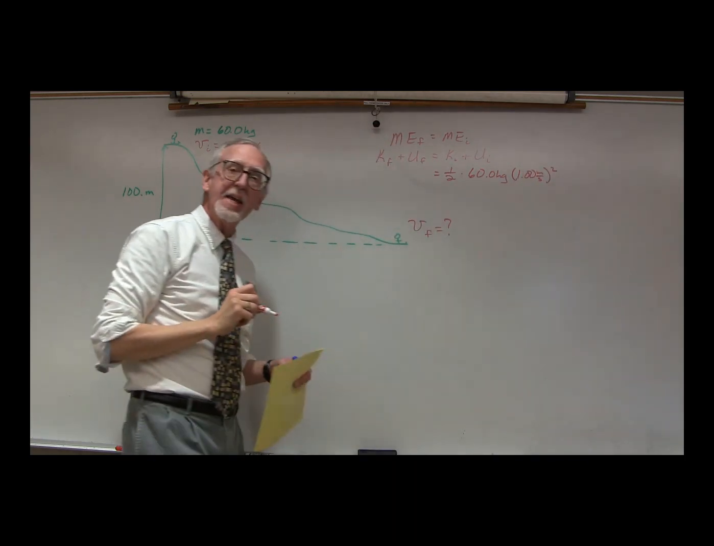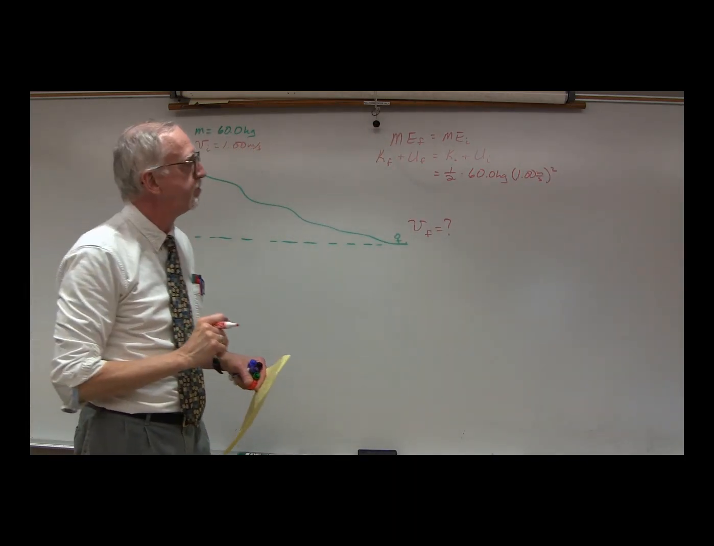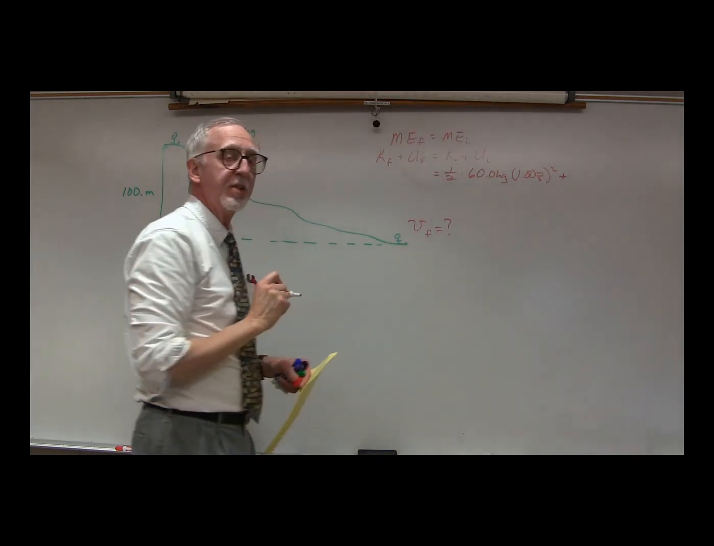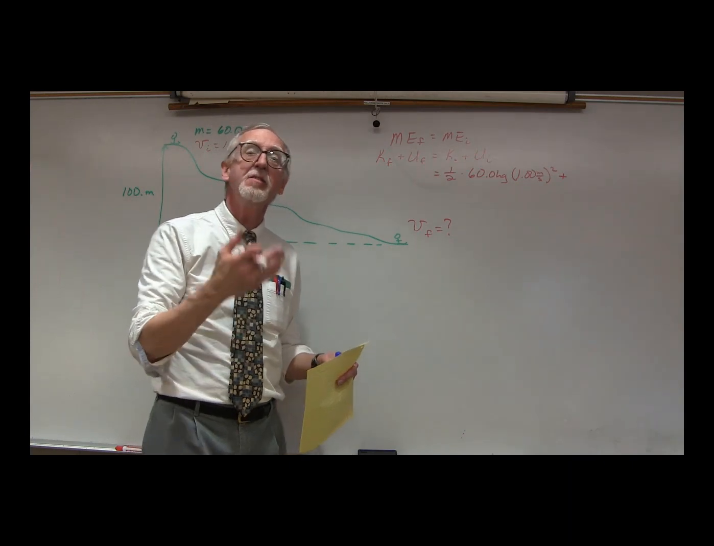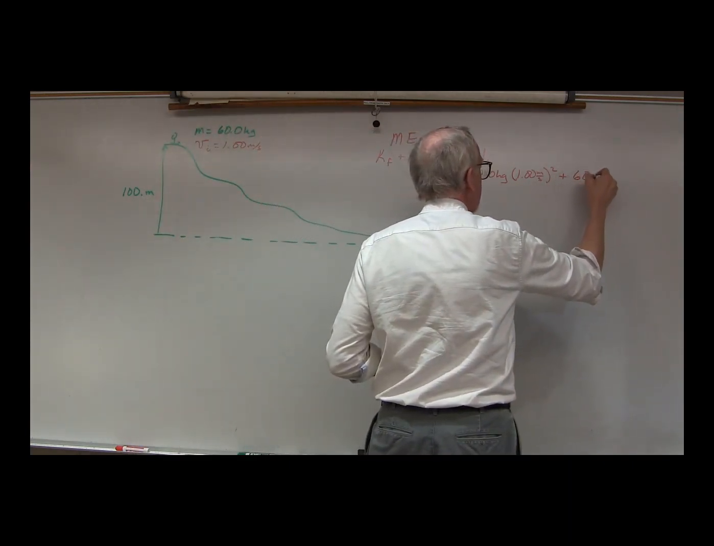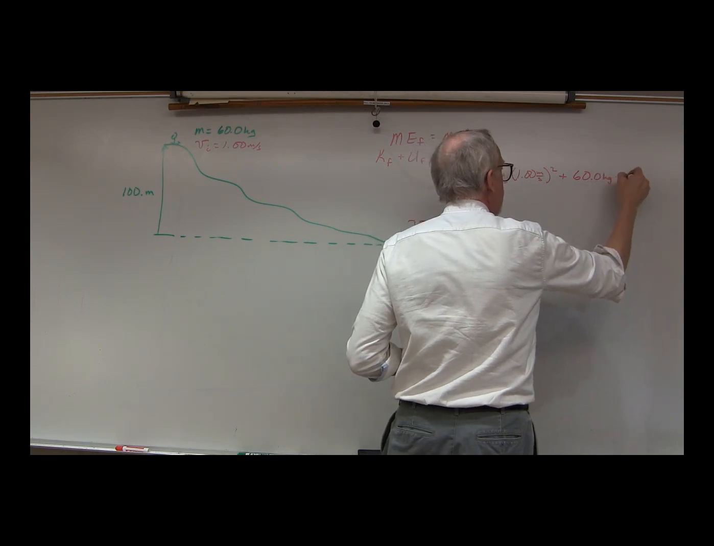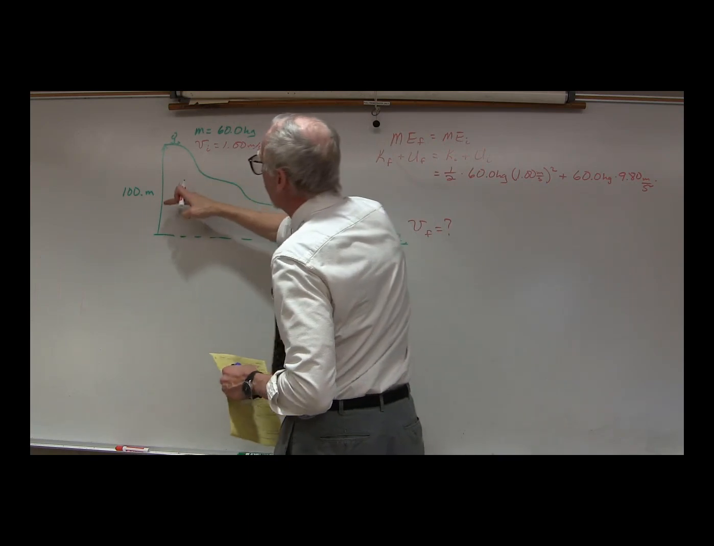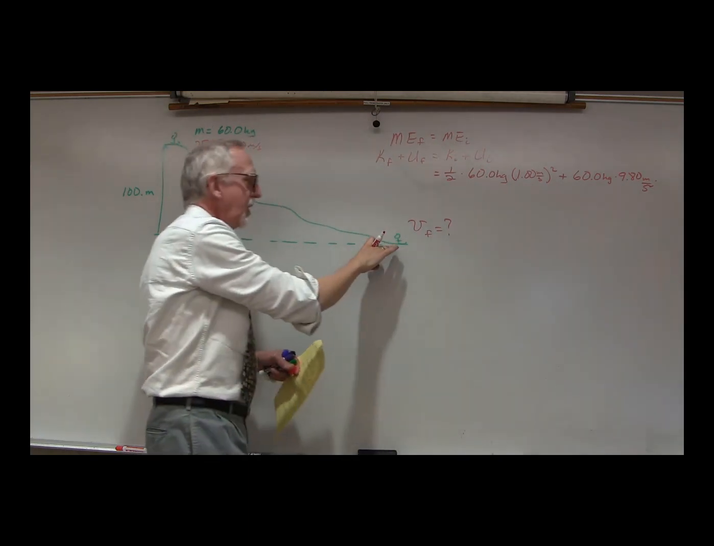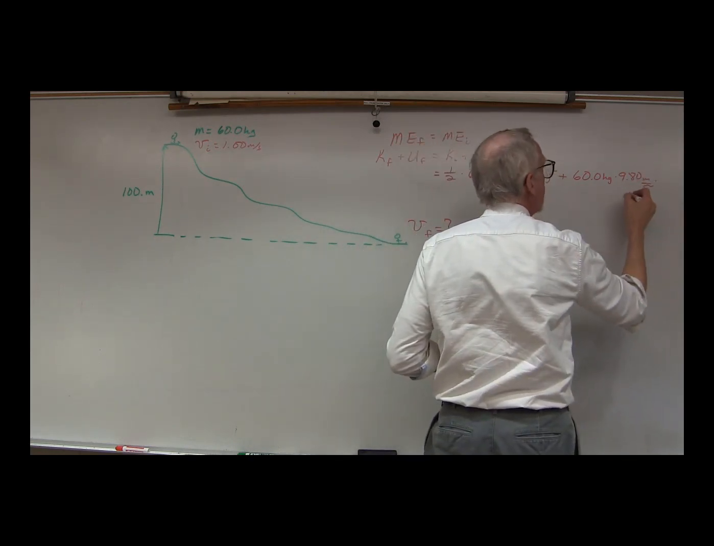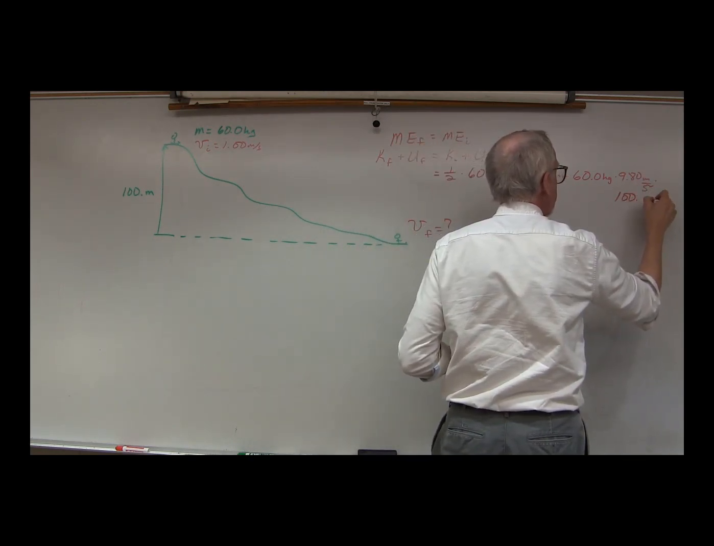So remember, kinetic energy, 1/2 mv squared, plus her initial potential energy. So potential energy, gravitational potential energy is mgh, which is 60 kilograms, times g, 9.80 meters per second squared, times h, her initial height is 100 meters. The bottom is 0 meters, her initial height is 100 meters.